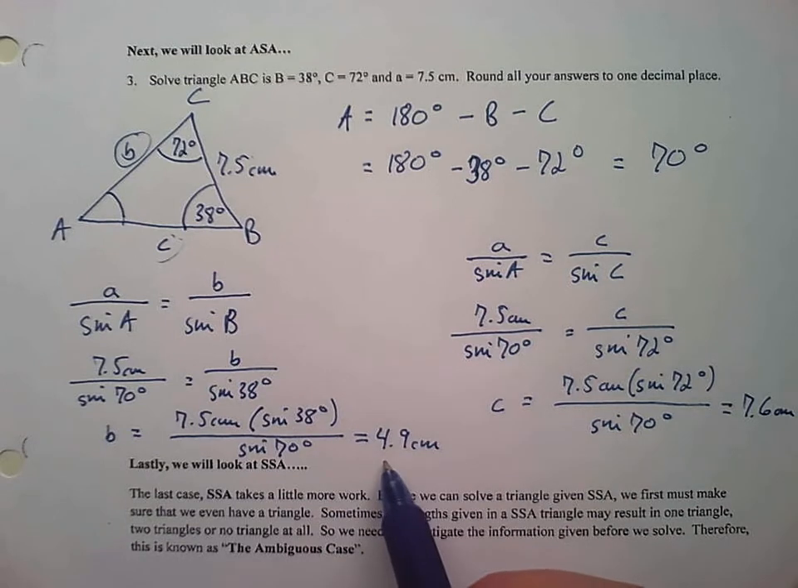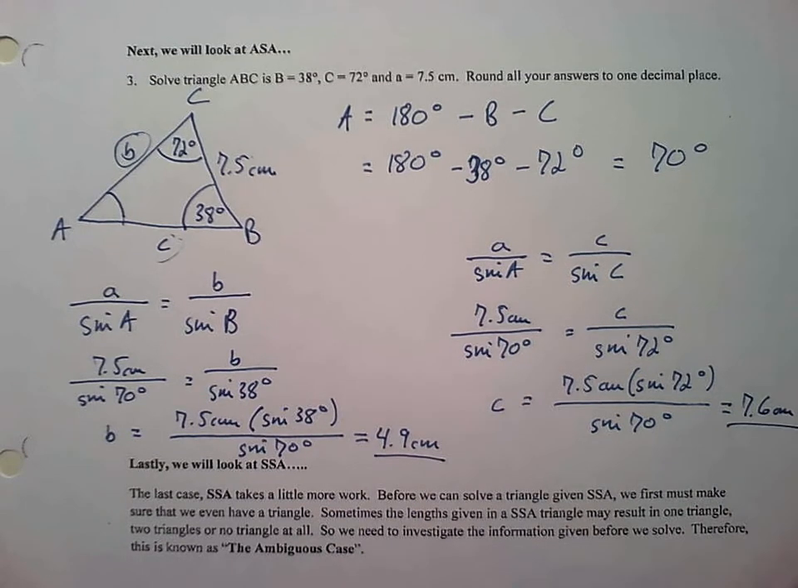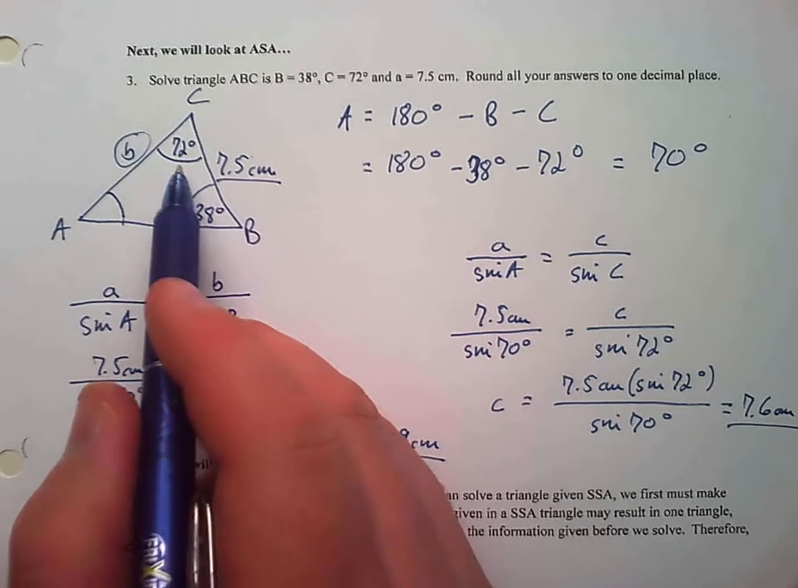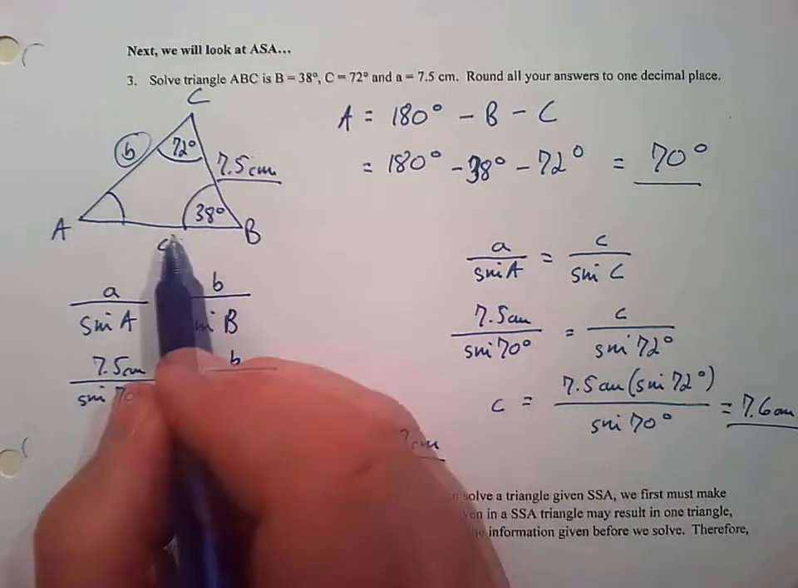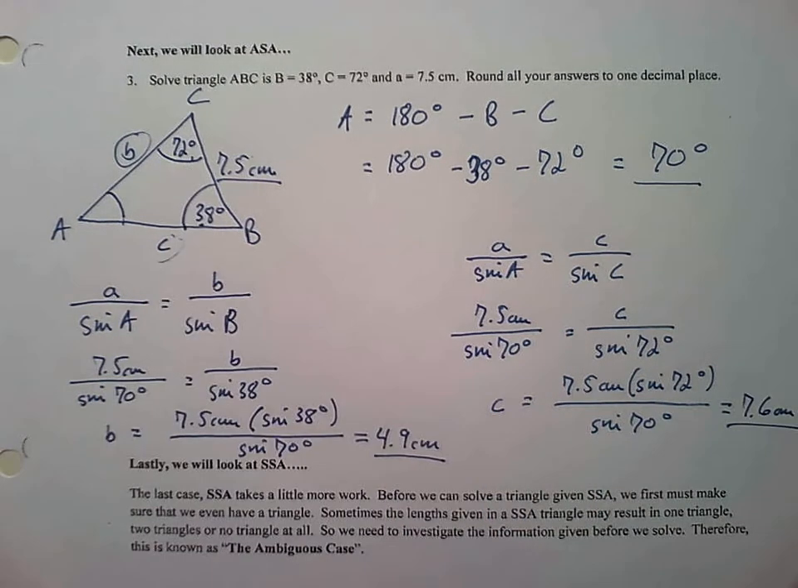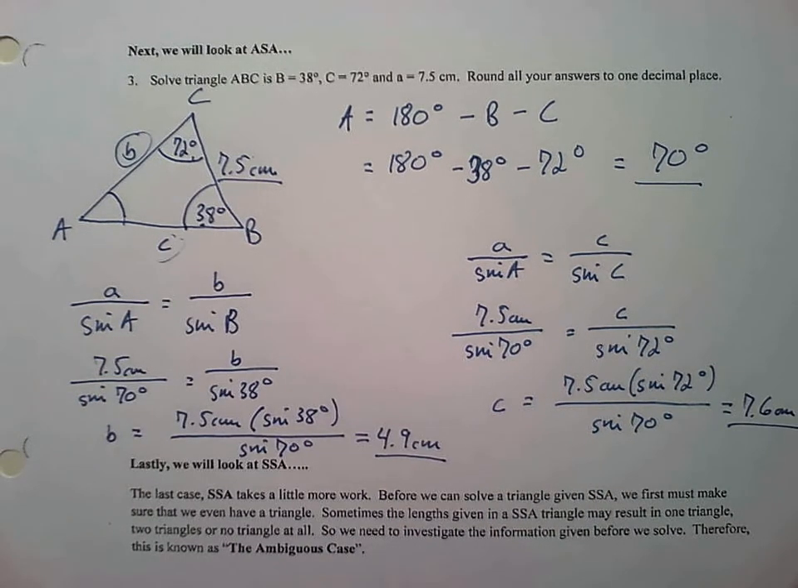So here then we have both the side B and C along with side A, which gives us the three sides, and we know also the three angles, angle A, angle B, and angle C. So therefore now we have solved this triangle. Those are two of the three cases that we can use the law of sines for.